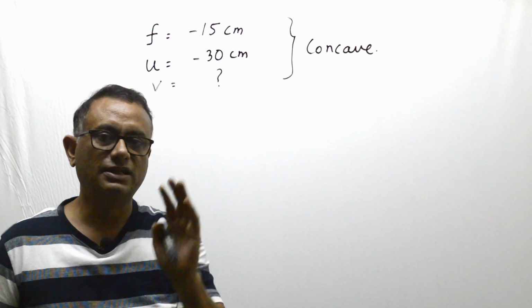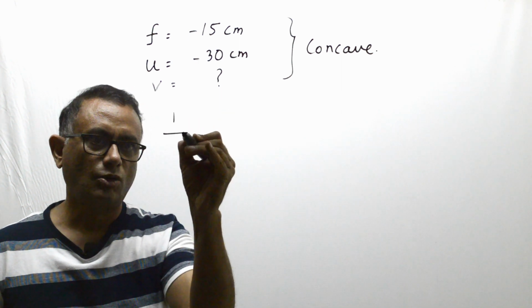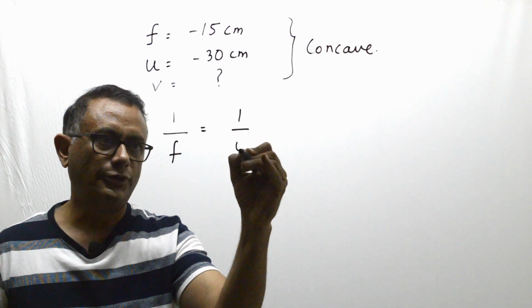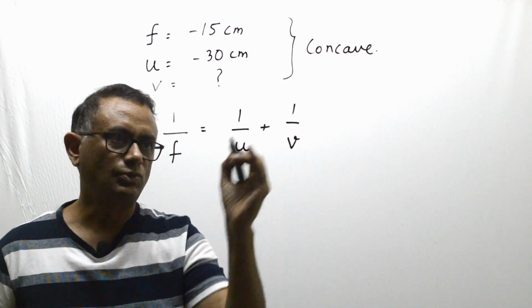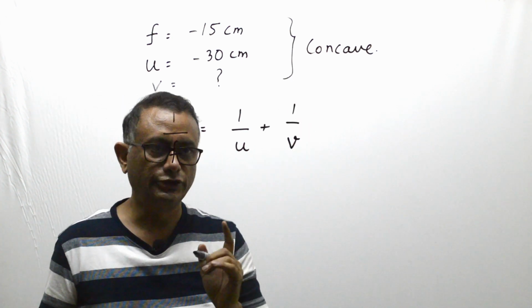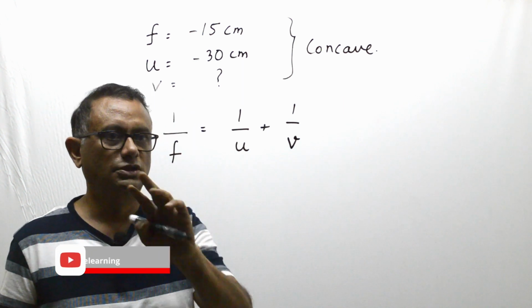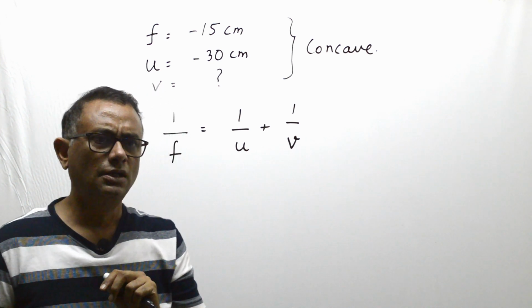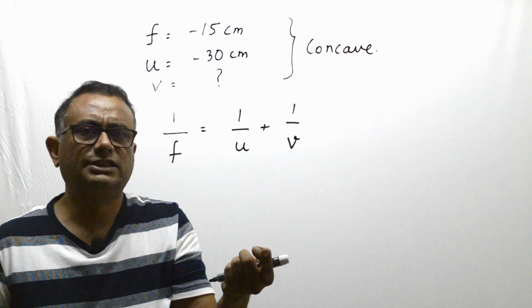Okay. So for mirrors, there is going to be one formula. That formula is 1 by F is equal to 1 by U plus 1 by V. This is one formula that you have to use for both concave as well as for convex mirrors. So it's very important that you remember this. Okay. Now what we do, we have the formula, we have the values, let's just calculate it.